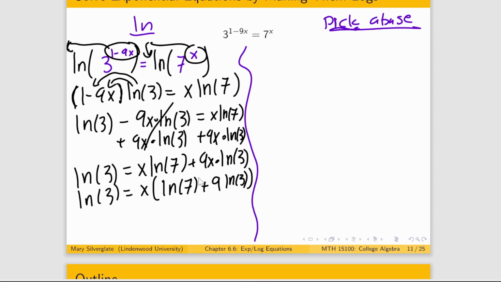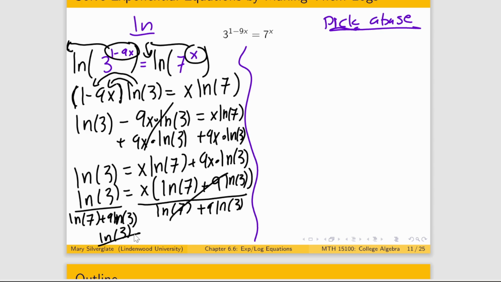And now I have x times something gross equals some funky number. So what will be my last step to get x by itself? How do I undo multiplying by something gross? I divide by that same gross thing. So I divide by the natural log of 7 plus 9 times the natural log of 3 on both sides. And that would actually be my final answer. So the natural log of 3 all over the natural log of 7 plus 9 times the natural log of 3 is equal to x. And then you would plug that into a calculator very carefully to get your final answer.